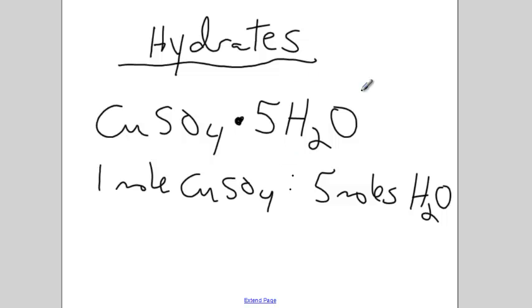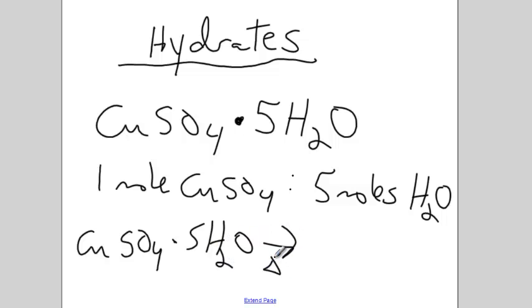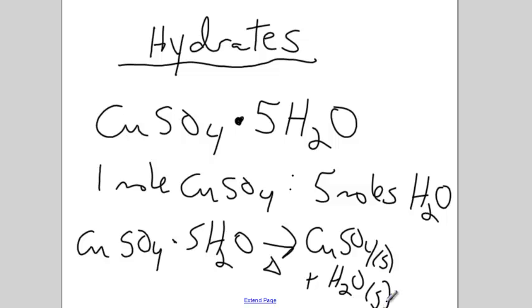In a laboratory, if you heat up the hydrate, you will actually drive the water away. CuSO4·5H2O. That triangle means heat. So when you heat it up, you actually drive the water away, and you end up with solid CuSO4 and gaseous water. We will do some hydrate problems in class, don't worry. But really, they're just a variation on the theme we've already talked about. That's all you need to know.